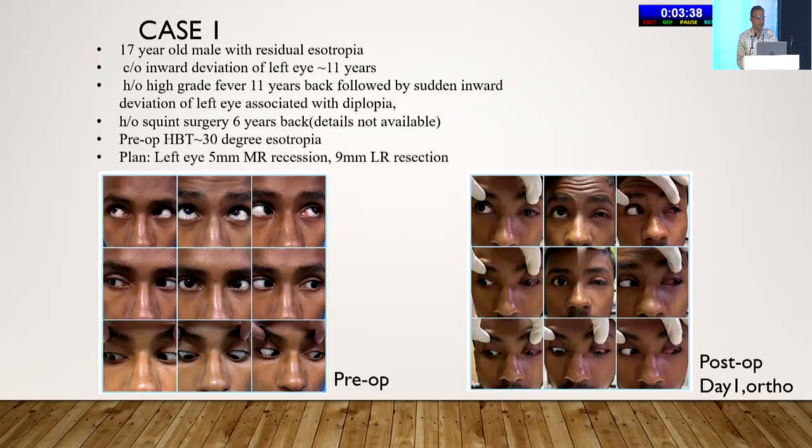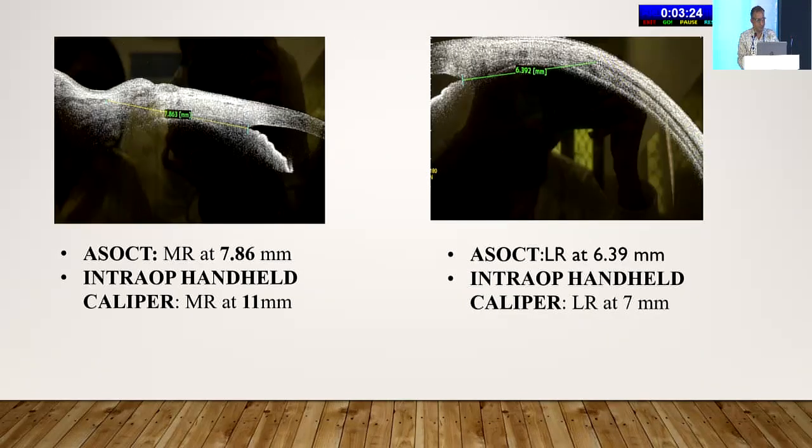So this was a 17-year-old male patient, and it was a case of resurgery. These are the preoperative and post-operative photographs of the same patient. In AIOC2024, the medial rectus was found at 7.8 mm, and with an intra-op handheld caliper, it was found at 11 mm. On the other side, in AIOC2024, the lateral rectus was found at 6.39 mm, but when we measured it with the caliper, it was found at 7 mm.